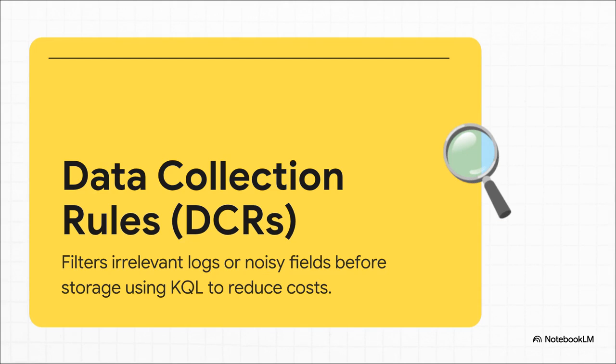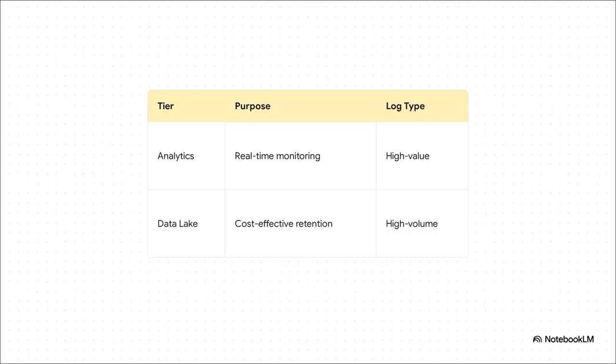Now, what's really interesting about this slide is how Sentinel handles pre-filtering. Back in the day, we'd rely on a dedicated heavy forwarder server taking up rack space. Sentinel replaces all of that with data collection rules, or DCRs. Think of DCRs as the bouncer at the door of your database. You basically write KQL to perform ingestion-time transformations, dropping those incredibly noisy, useless fields before they ever get stored in the workspace. And the best part? This directly slashes your licensed ingestion costs. So yeah, pretty crucial.